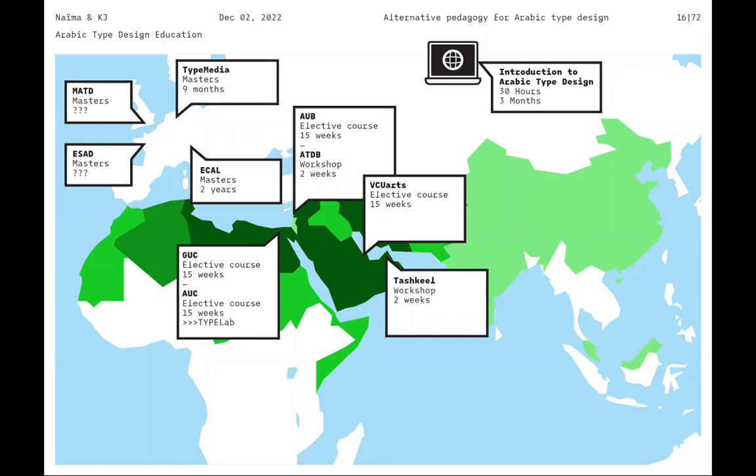They have elective courses there for type design, with appropriate people to teach Arabic type design. But unfortunately, it reaches a very, very small number of people. It's the privileged who can afford going to these kinds of universities and access these. There's a gap between the vast majority and how many of the people who want to study Arabic type design can.